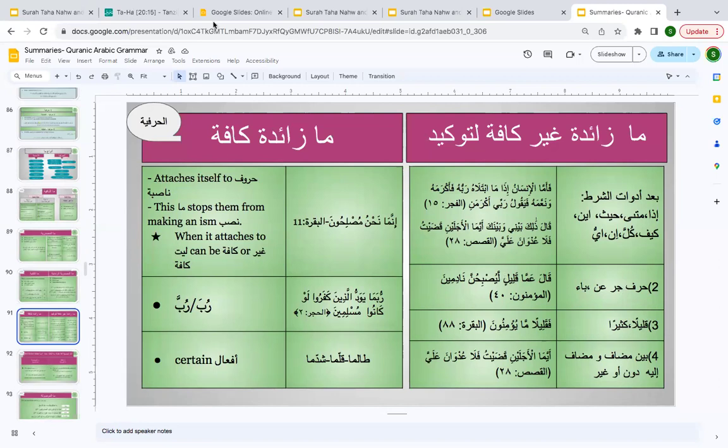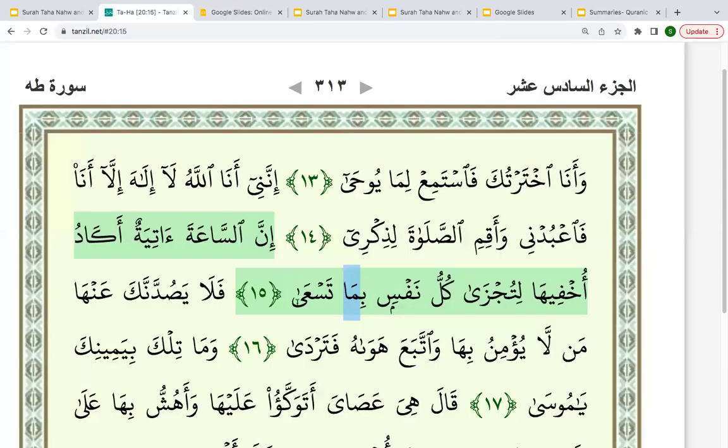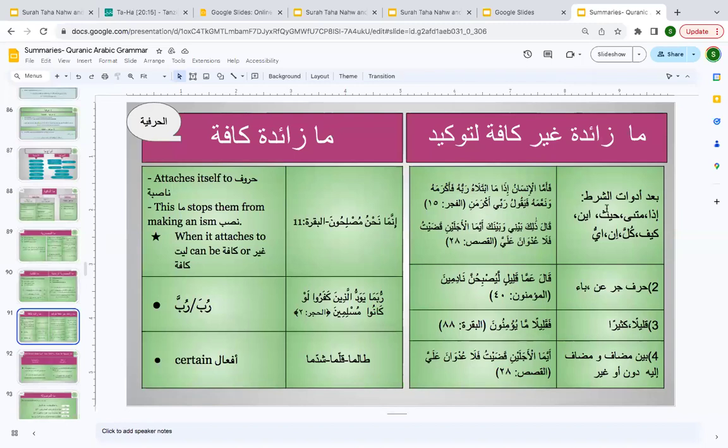But do you see any ism here for it to be called ma zaida, right? So there's no ism after it. If there was an ism after it, which was jar in status, and you tell me this is ma zaida, a ghair kafa, the answer was right. But I'm glad that you brought it, and we were able to go over it in our mind. It was a quick recap, and subhanallah.